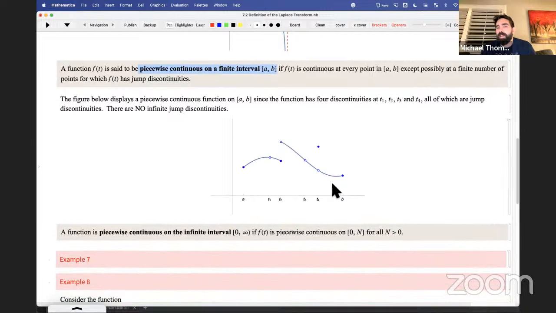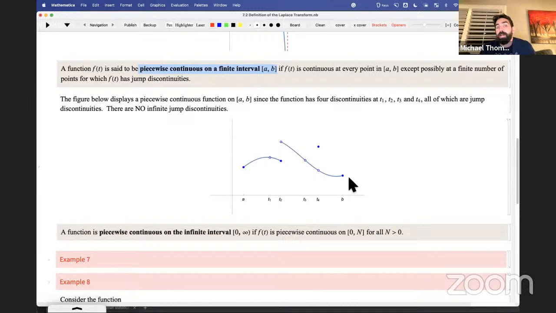So for example, this guy's piecewise continuous on the closed interval A to B. I don't see any vertical asymptotes in there. It's definitely not continuous, but I said piecewise continuous, right? So it's continuous on pieces. This piece, that piece, that piece, that piece, and that piece. Is that okay?